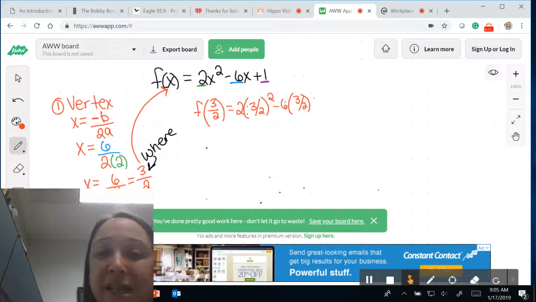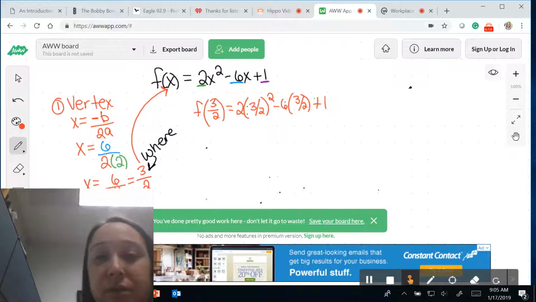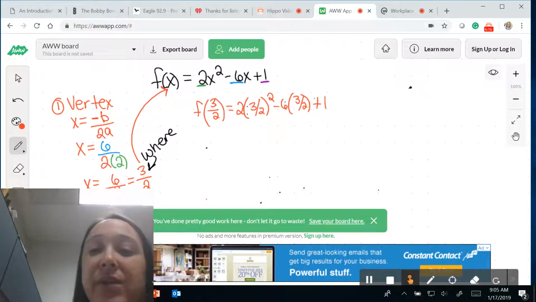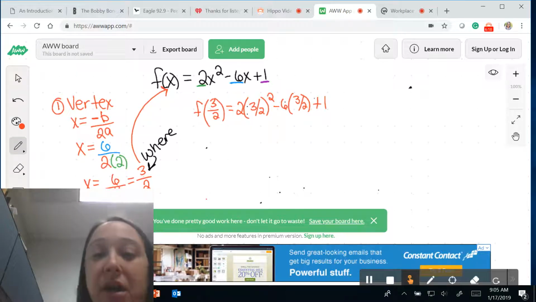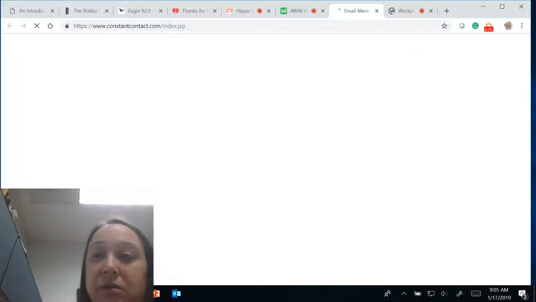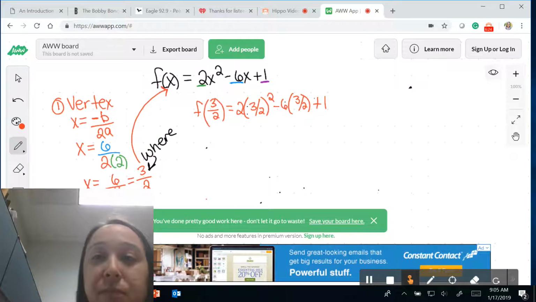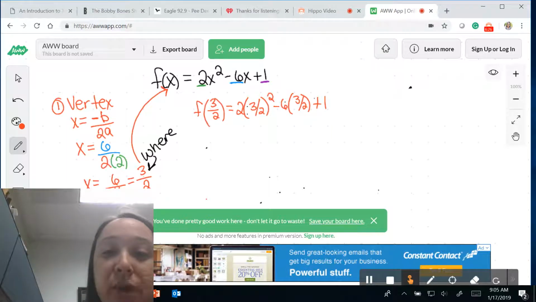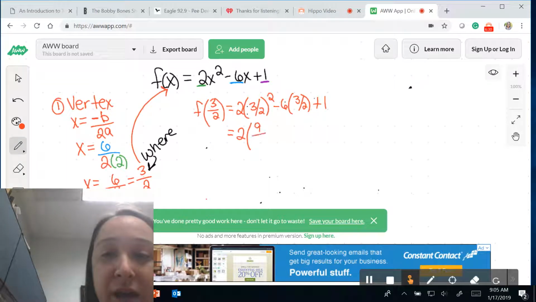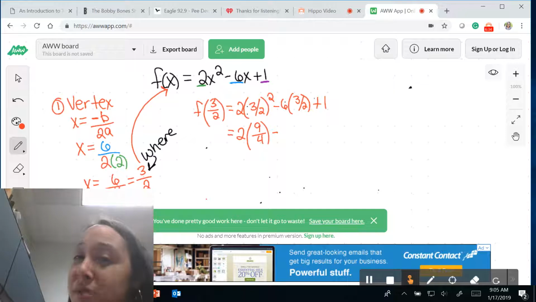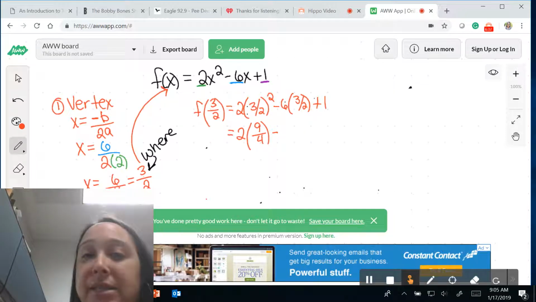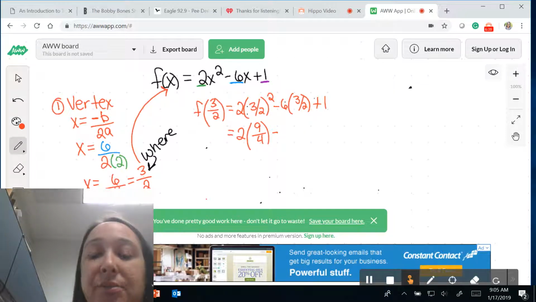So minus 6x plus 1. All right, so let's simplify this and let's see what we get here. So I don't want all of this. So now what I want to do is square that 3/2. So that's going to give me 2 times 9/4 minus, now I'm not going to do this with the calculator. Let's just try to practice multiplying this number times this fraction.